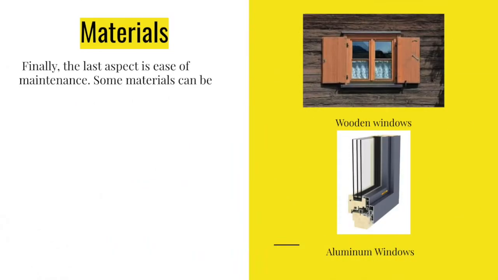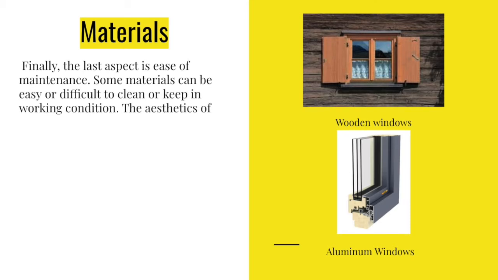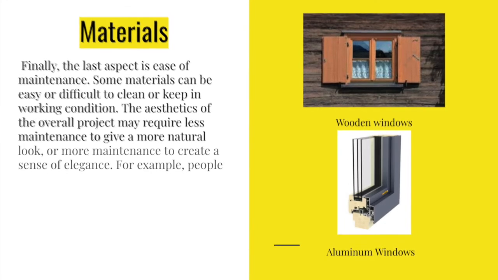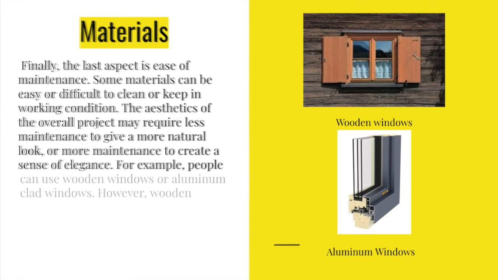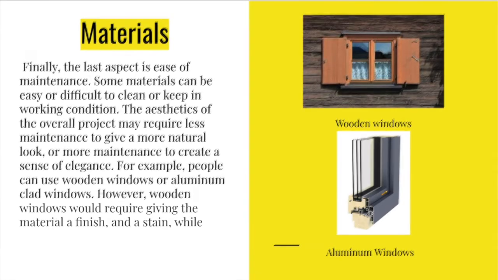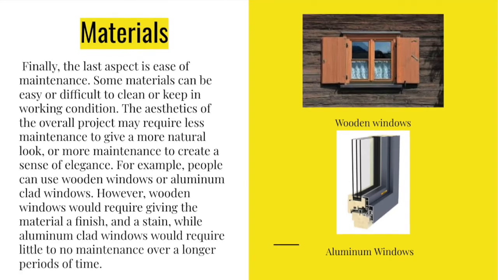Finally, the last aspect is ease of maintenance. Some materials can be easy or difficult to clean or keep in working condition. The aesthetics of the overall project may require less maintenance to give a more natural look, or more maintenance to create a sense of elegance. For example, people can use wooden windows or aluminum-clad windows. However, wooden windows would require giving the material a finish and a stain, while aluminum-clad windows would require little to no maintenance over a longer period of time.